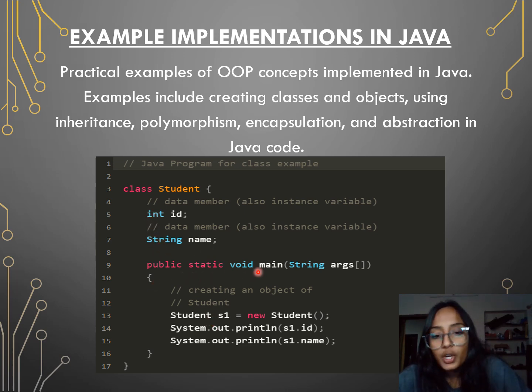So public static void main is the main function for our program. So we are trying to create an object. Student s1 is equal to new Student. New is a keyword used to create new objects. And System.out.println is a standard output statement. And then the output for this program would be an object that would store the id and the name that we enter in the output stages.